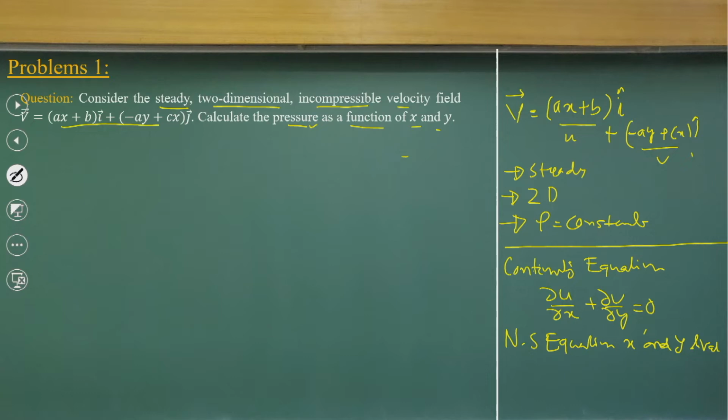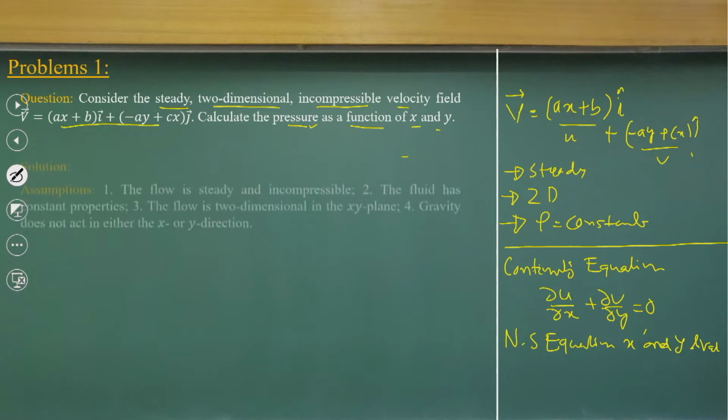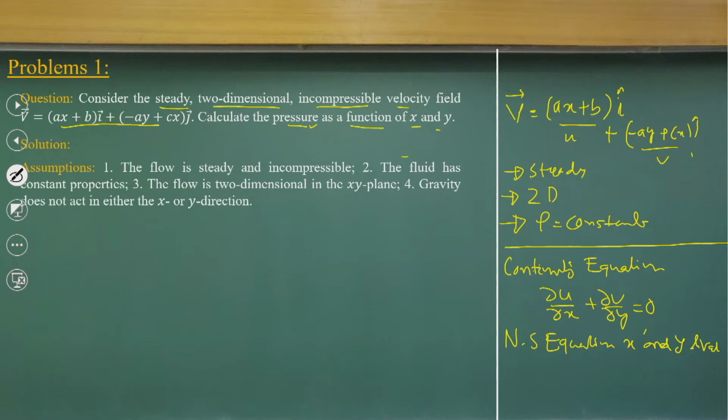The continuity equation will be used to confirm whether the given velocity field, as functions of x and y, satisfies it or not. The flow is steady, incompressible and two dimensional, and gravity does not act in either the x or y direction. That is another assumption we have made, so that we can neglect the gravity components.